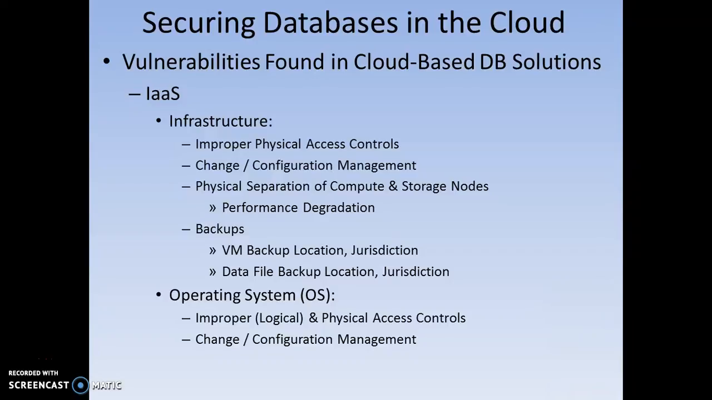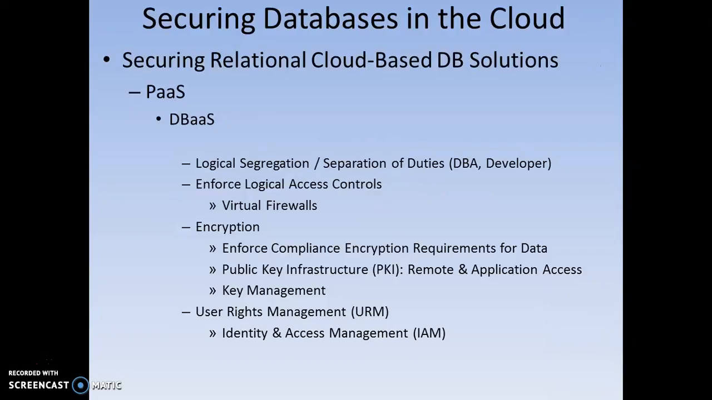In infrastructure as a service, the issues are improper physical access control, change configuration management, and physical separation of cloud and compute nodes. Also performance degradation, backups, data file, backup location, certification, operating system, etc. In database as a service, there is logical segregation or separation of duties, enforced logical access controls, firewalls, encryption mechanisms, public key management, public key infrastructure, encryption requirements, user rights management, identity management, etc.